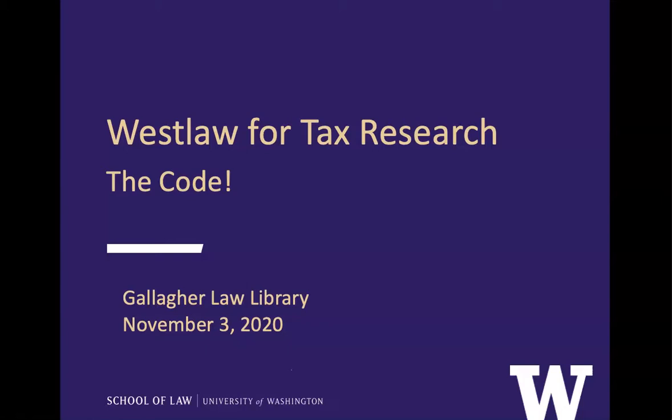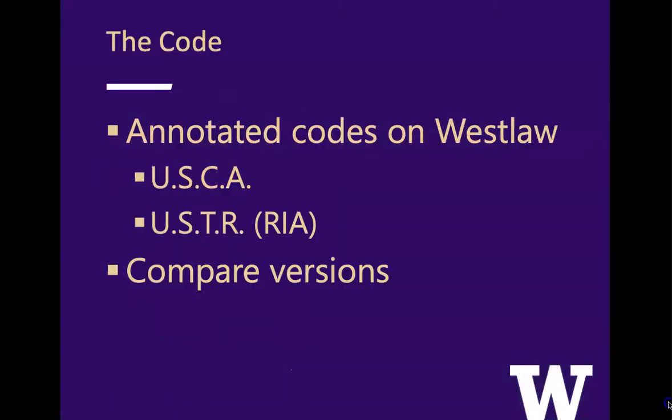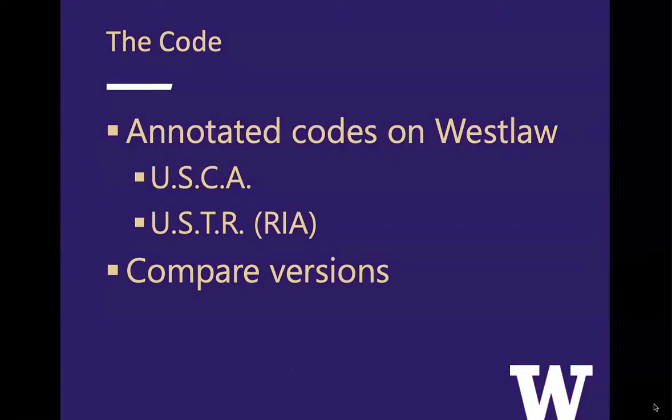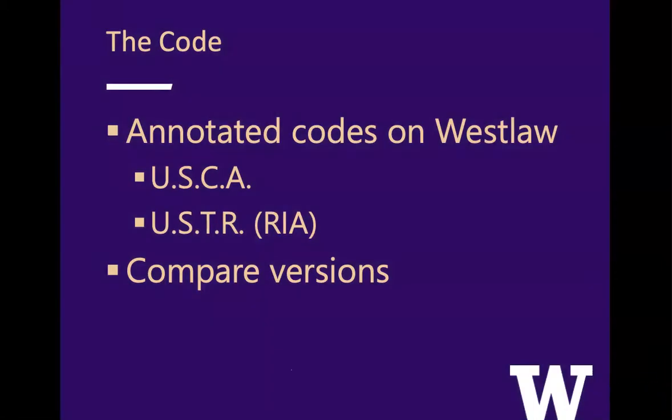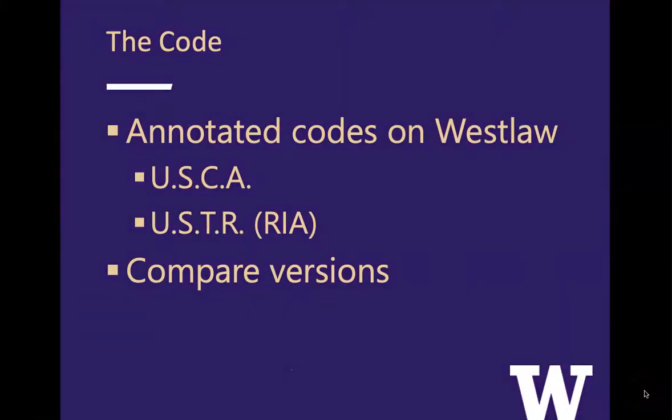I'd like to talk to you about some features of the Internal Revenue Code on Westlaw. Now, as tax researchers, you know that the code is the cat's pajamas. It is important to absolutely every aspect of tax research. Westlaw has two editions of the Internal Revenue Code. The one from the United States Code Annotated, and also the one from RIA, from the United States Tax Reporter. Today we're going to look at those, and we're also going to look at a neat Westlaw feature that lets you compare versions of the code.